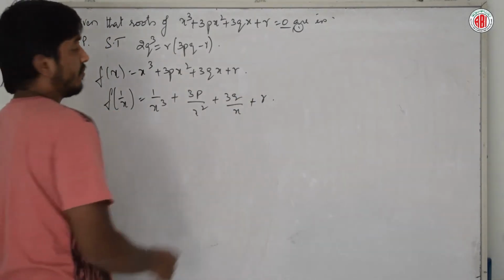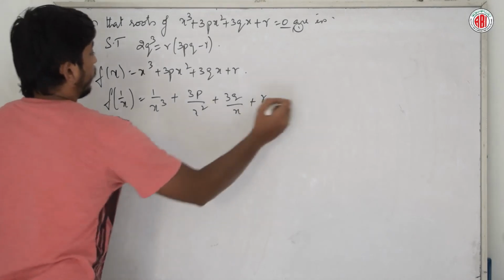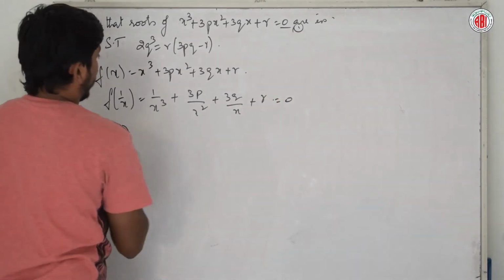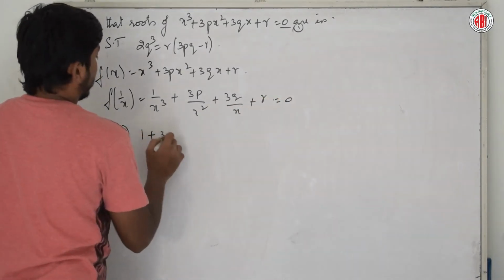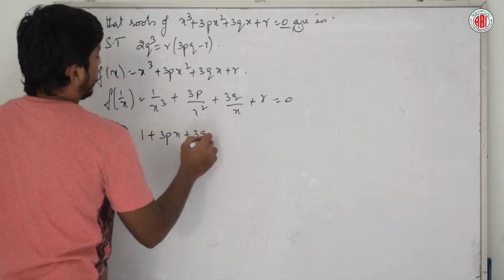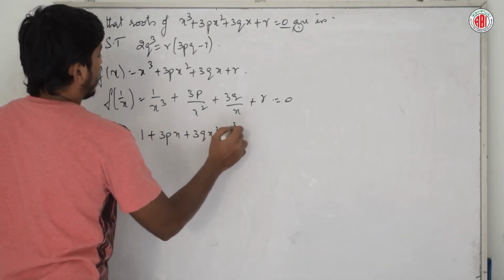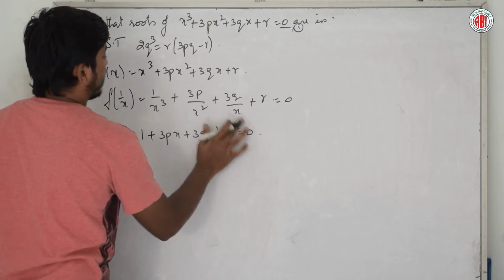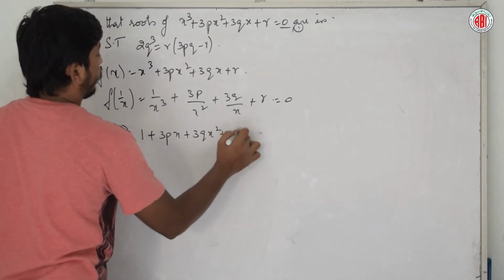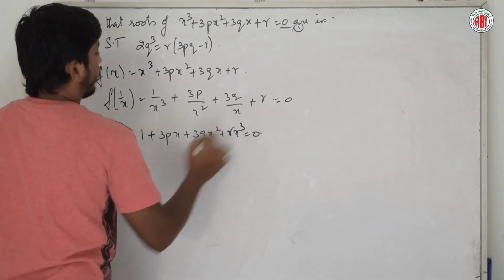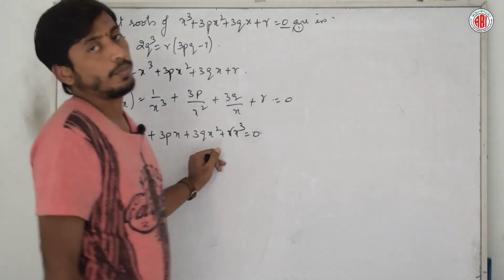Right? Can I take LCM? So what will it be? It will be equal to 0. The equation will be 1 plus 3px plus 3qx square plus r x cube is equal to 0. Is it? So this will be my polynomial.